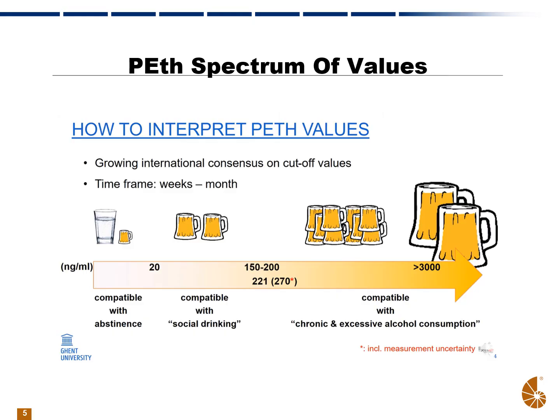And here's kind of a spectrum of values. Less than 20 on the PEth test result, nanograms per milliliter, is compatible with abstinence, and levels above 200-ish are compatible with chronic and excessive alcohol consumption, and the level can go up into the thousands. In between 20 and 200 is kind of the, quote, social drinking area.